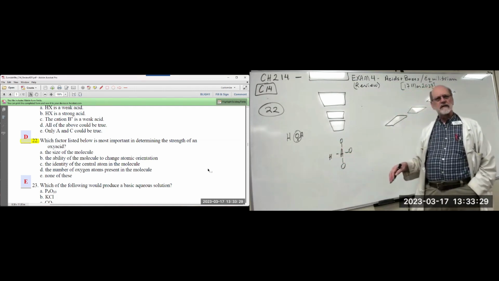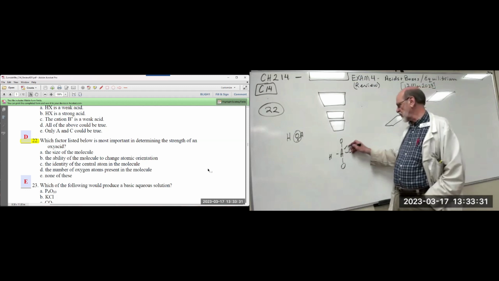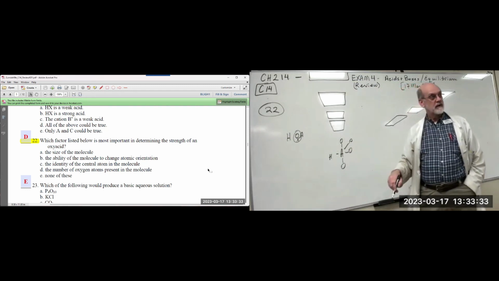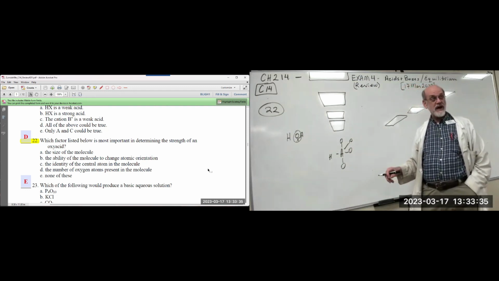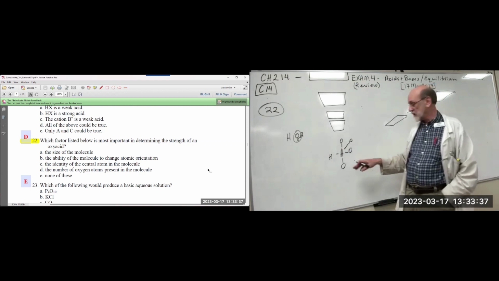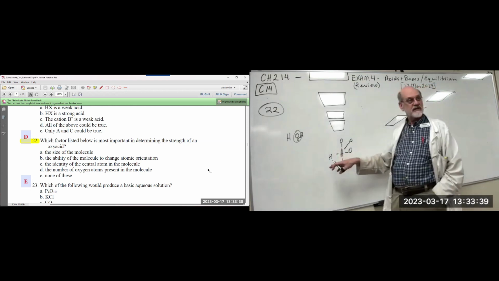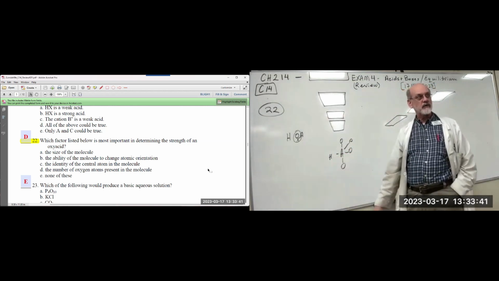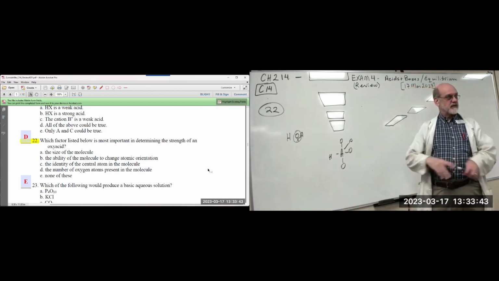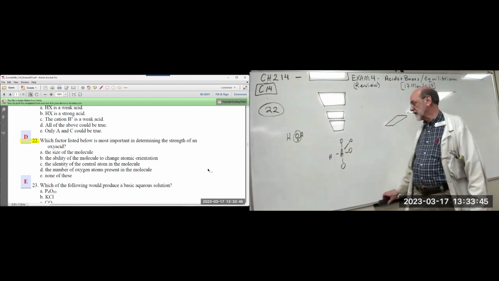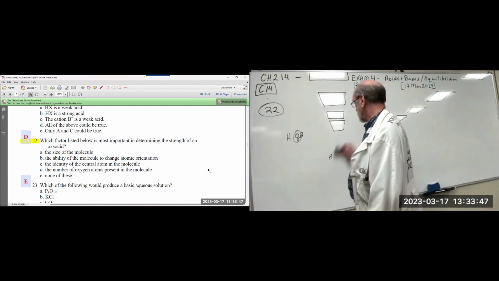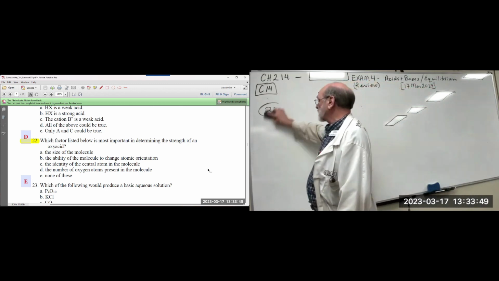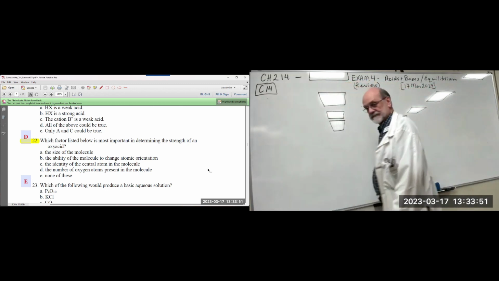And I think perchlorate has another one. It has 4. So that's why it's an extremely strong acid. Perchloric acid is very strong. It weakens that bond so much that the hydrogen just wants to jump off the molecule. And that makes for a stronger acid. So the number of oxygens is the determining factor in the strength of the acid.